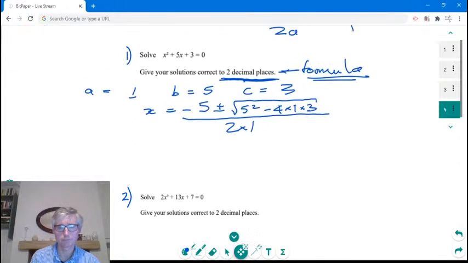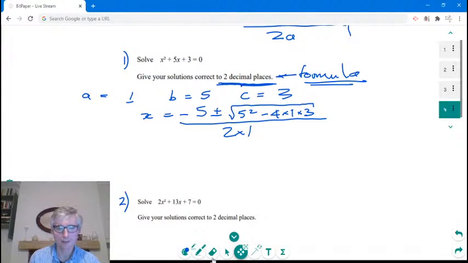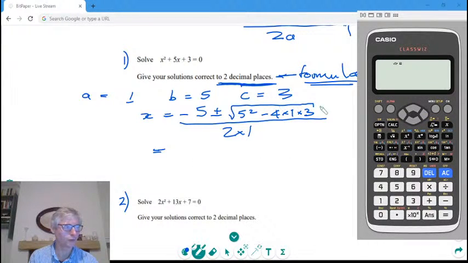Now, that looks a bit complicated, and we might want to simplify bits of it before we put it into the calculator. But with modern calculators, like this one that I use, this is a ClassWiz calculator, I'm just using the emulator for it. We can actually enter all this in one go.